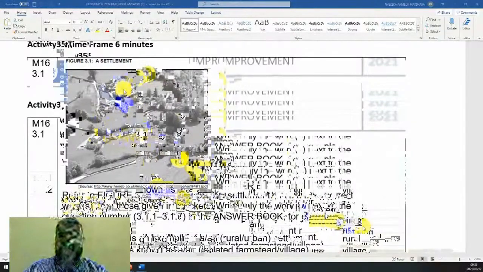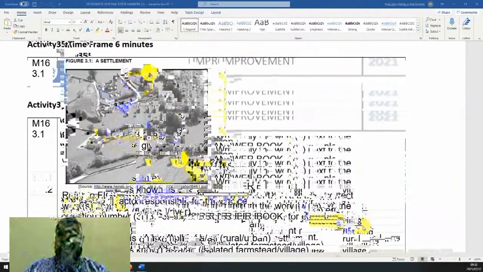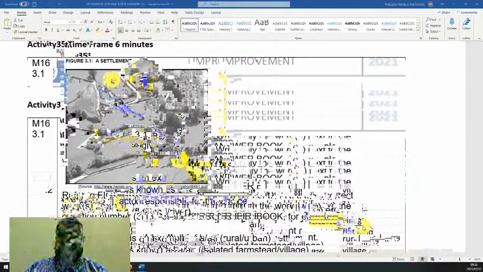The physical factor responsible for the choice of site, die fisiese faktor wat die keuse van die nedersetting, was the flat land. We can see how flat it is. It's extremely flat, and that is why the buildings and everything were put in that particular site. That is why the site was chosen.